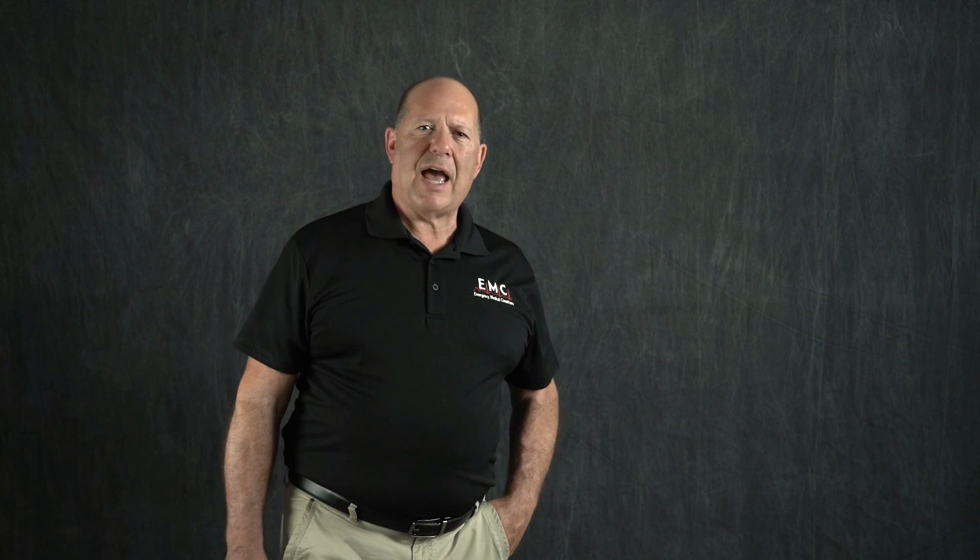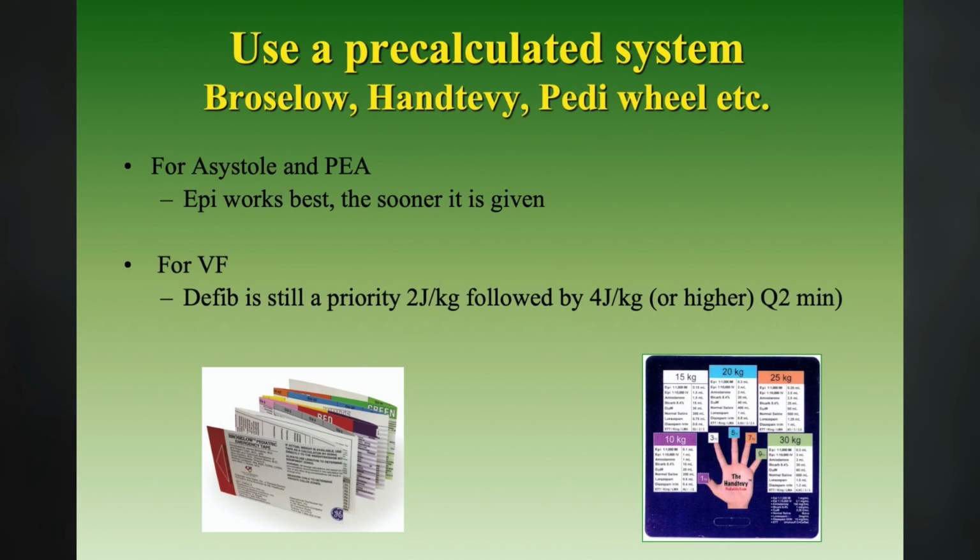When we talk about having to calculate all this equipment and size and medications, remember that ideally we should be using some type of pre-calculated system, whatever that means where you happen to work. We know that epinephrine works best in patients who are in asystole or PEA when it's given early. So having the ability to use your system, understanding it, to quickly draw up medications and administer them becomes critically important. We know that defibrillation works best the earlier we do it.